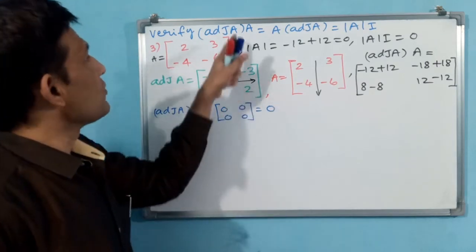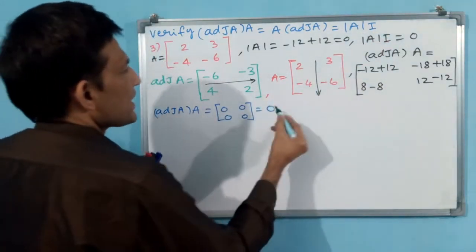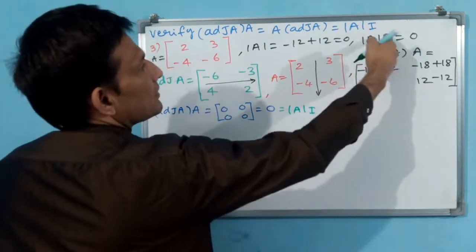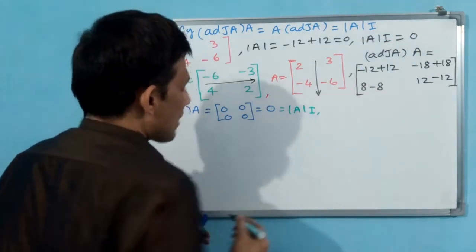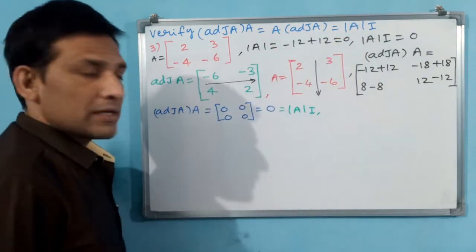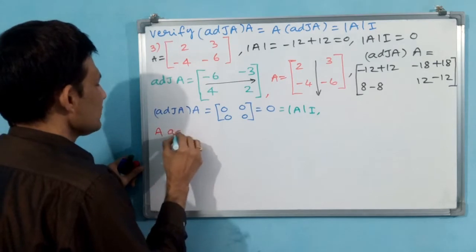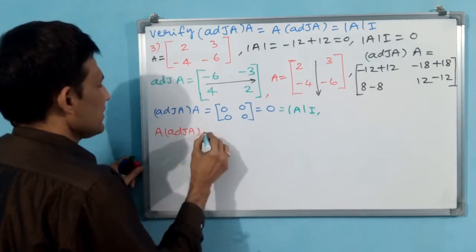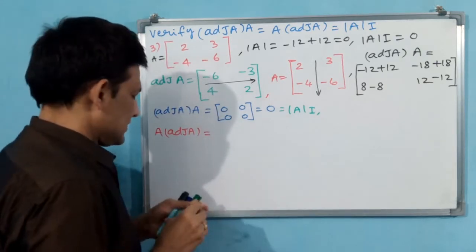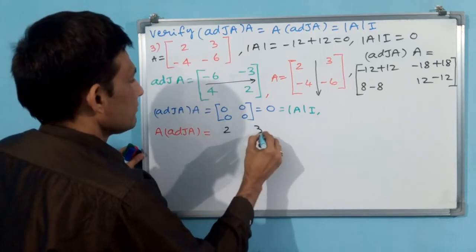Now we have proved adjoint A into A is equal to determinant A into I, which is 0. Okay, now what do we have to do? You have to prove this also, A into adjoint A. That also we have to do. Let us write A into adjoint A is equal to, A is what? This one. Write down 2, 3, minus 4, minus 6.